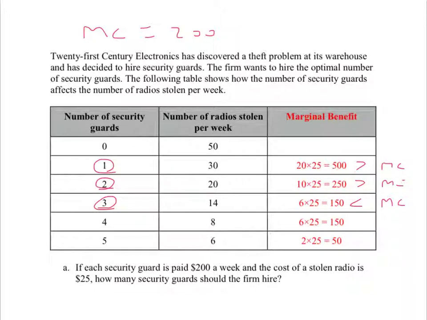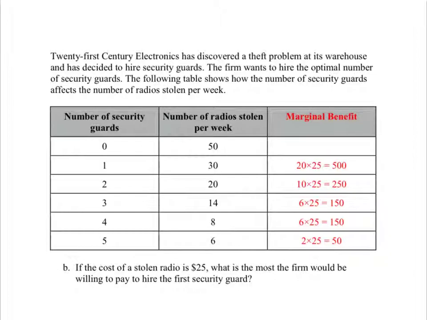And so how many security guards should the firm hire? What is the highest number of security guards at which marginal benefit is greater than or equal to marginal cost? Well, that is 2 security guards. So the optimal choice in this case, the profit maximizing choice, if you will, is to choose 2 security guards.